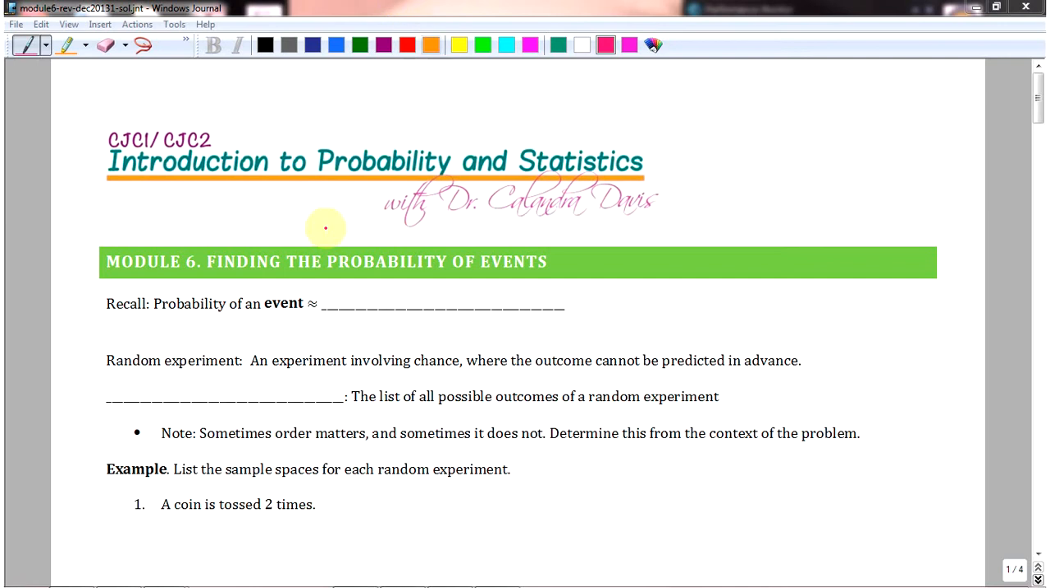Recall that the probability of an event can be approximated by taking the frequency of the desired outcome and dividing that by the number of trials. So the frequency of the desired outcome divided by the number of trials.